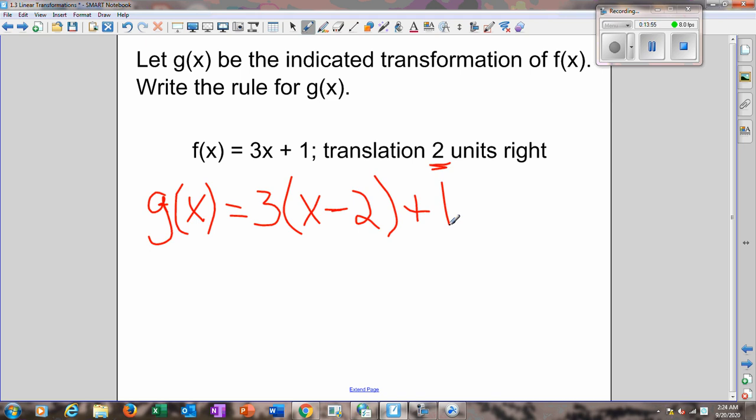And so as I look at this now, I see this 3. I have to distribute that to both of these. So that's going to give me 3x minus 6 plus 1. Now I can combine my like terms.